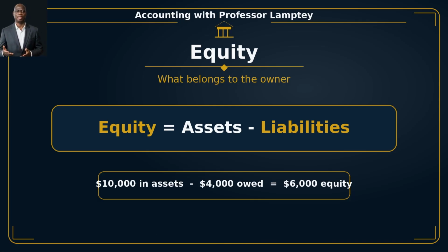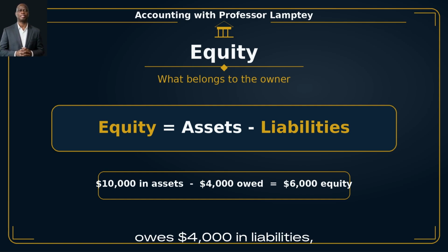Think of it this way: if a business has $10,000 in assets and owes $4,000 in liabilities, the owner's equity is $6,000. Why? Because if the business used its assets to pay everything it owed, the remaining amount would belong to the owner. So we can also think of equity this way: equity equals assets minus liabilities. But the main accounting equation is written as assets equals liabilities plus equity.